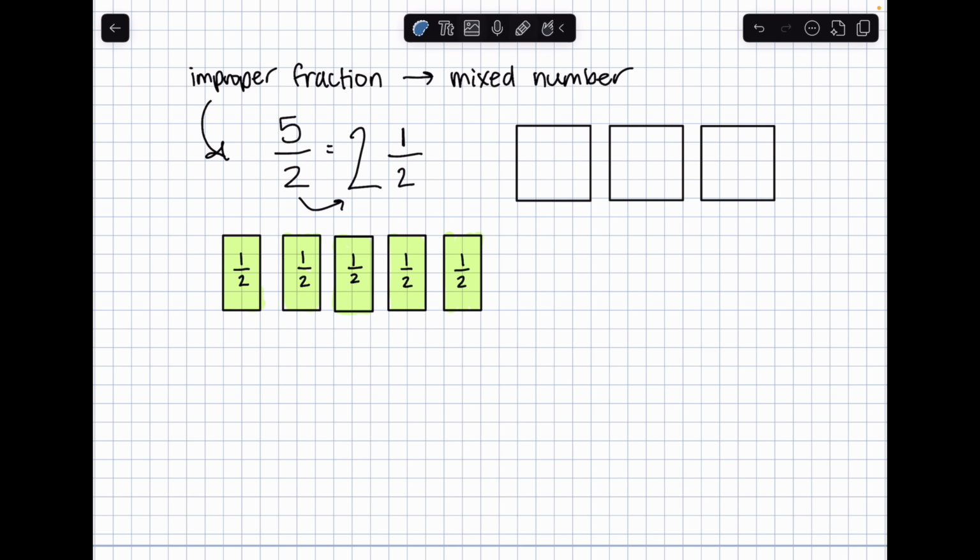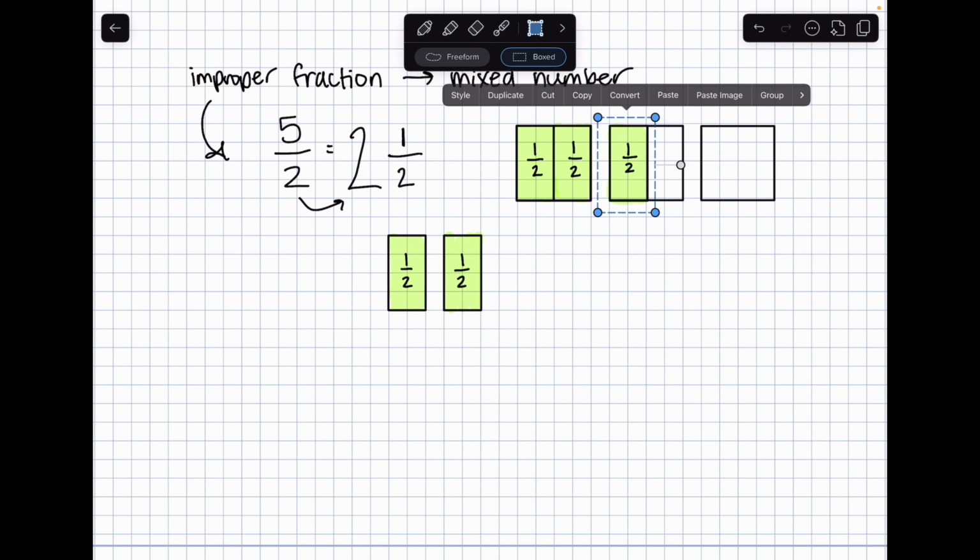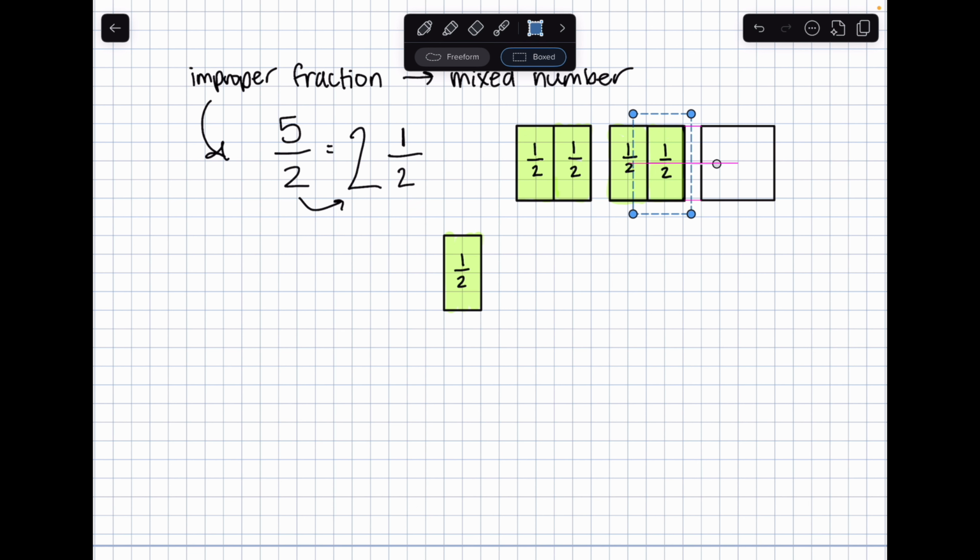So I'm going to show you what we're doing. So if I have 5 halves down here, I know that I can take a half and a half, and I can make one whole. And I've got enough to make a second whole. I can fill in another model. Now this last one sitting here, I'm going to drag it over and place it in there, and then I can count up how many I've got.